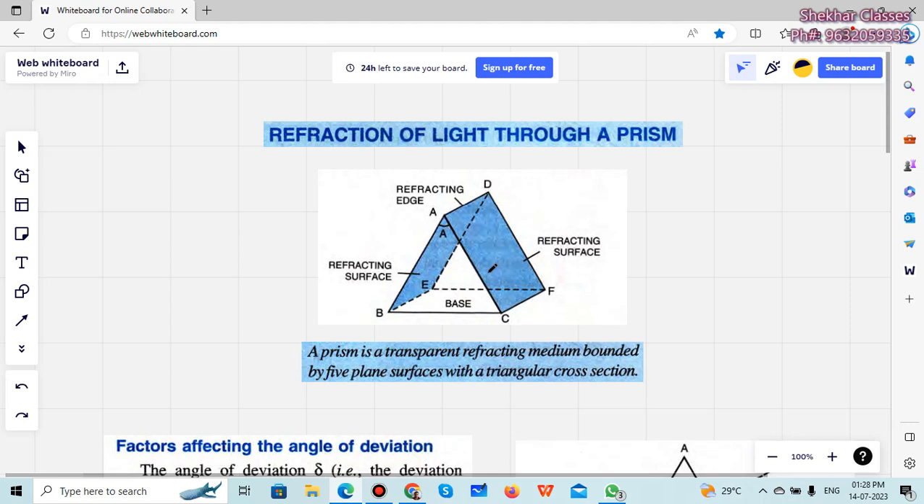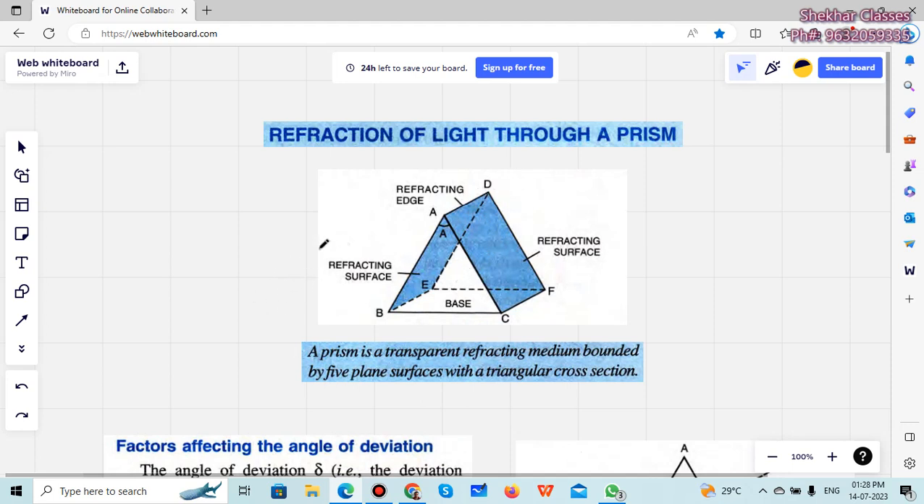Nothing to do with this plane here. This is what we call the base. This is the refracting surface, this is the refracting surface. And this is the edge that we have, nothing to do with the one from behind here.